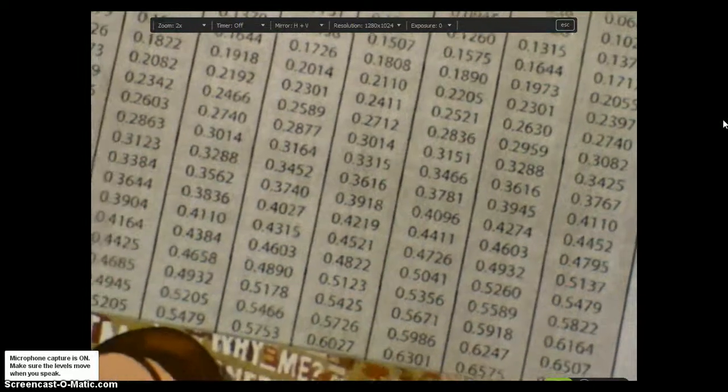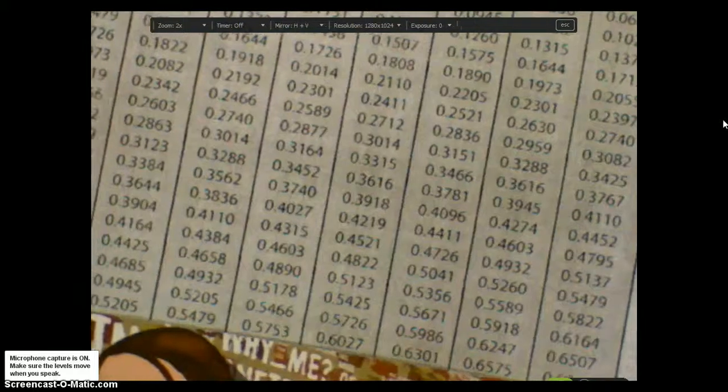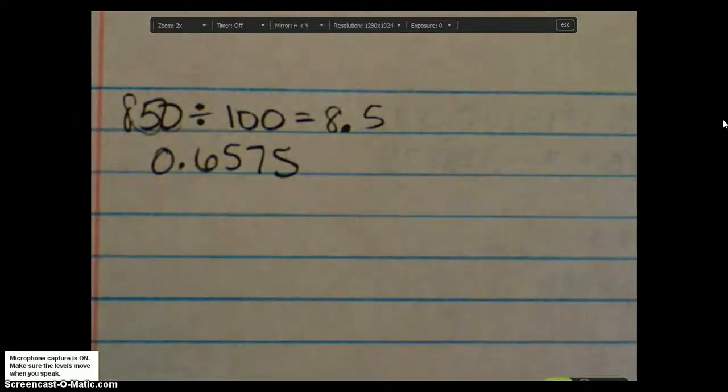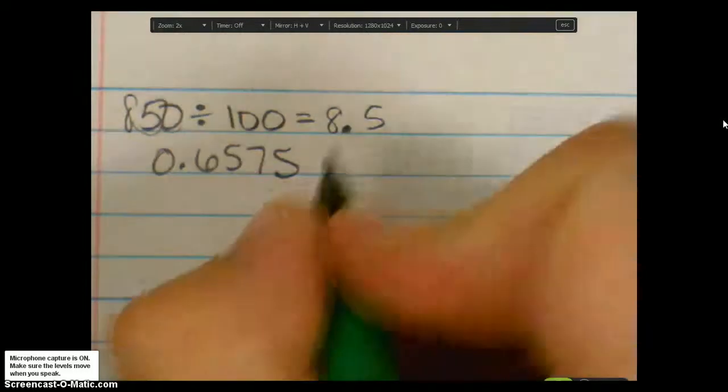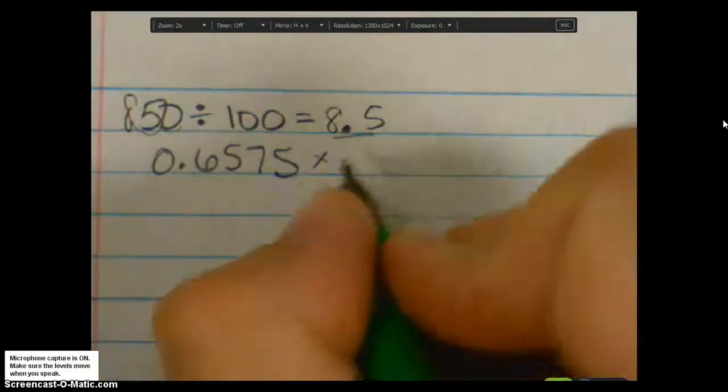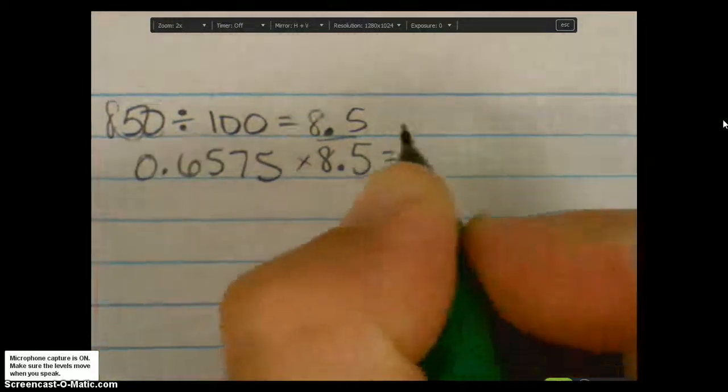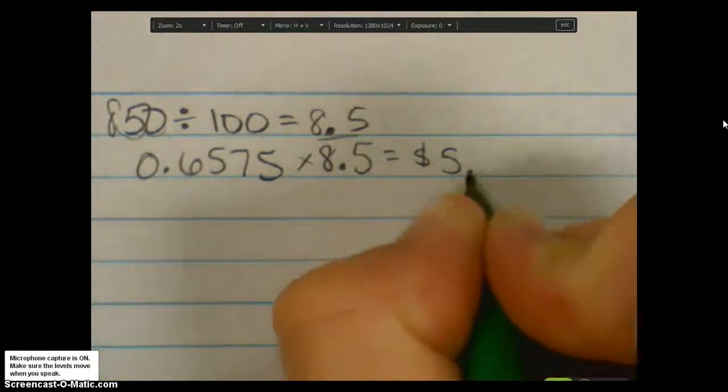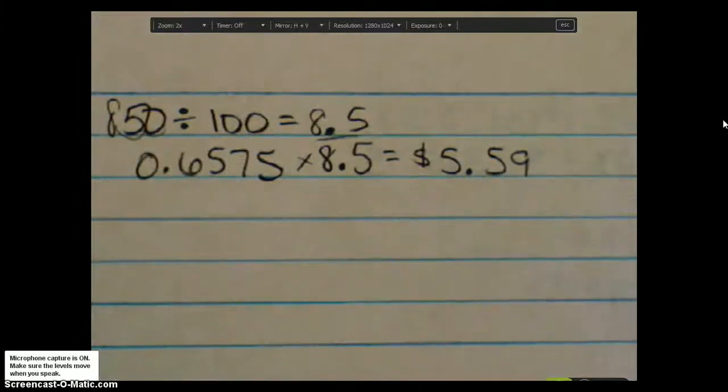So we are at 0.6575. You must use all numbers with that decimal. So our number from the chart times our number of hundreds, so our 8.5. And we come up with $5.59. That is our interest on that. Super easy stuff.